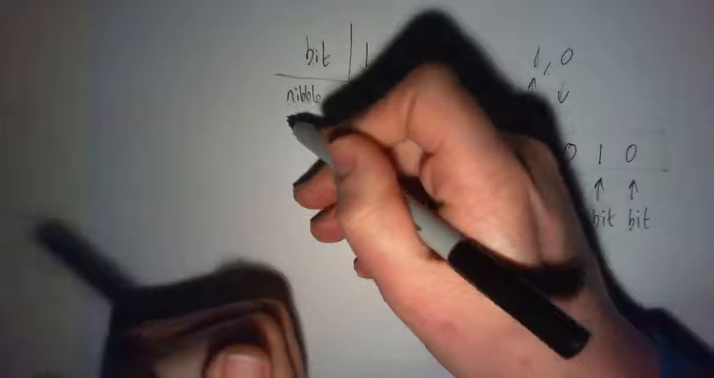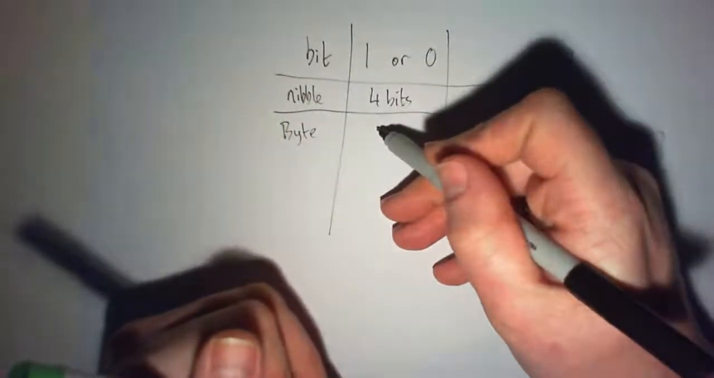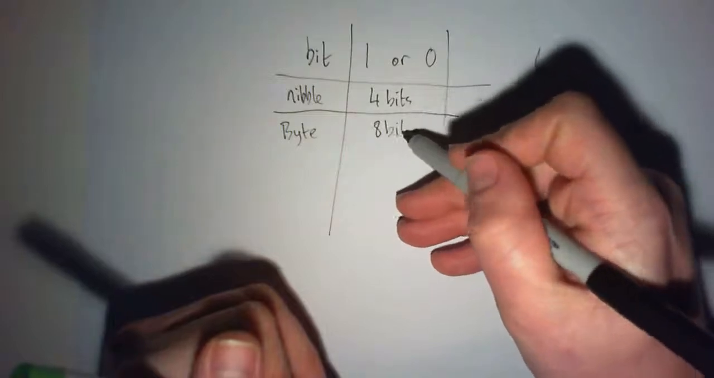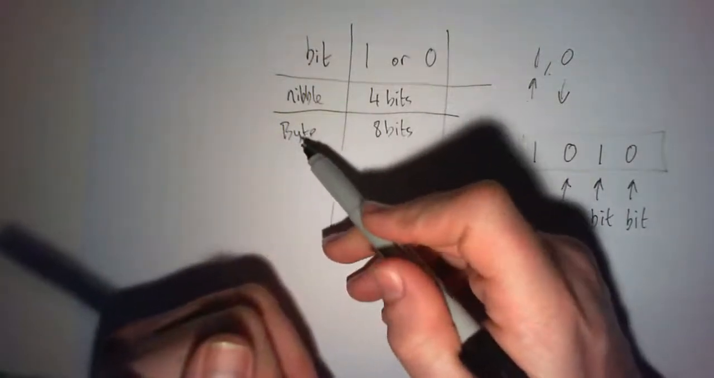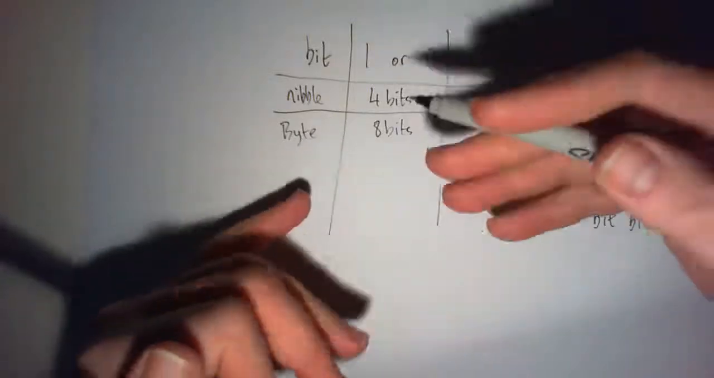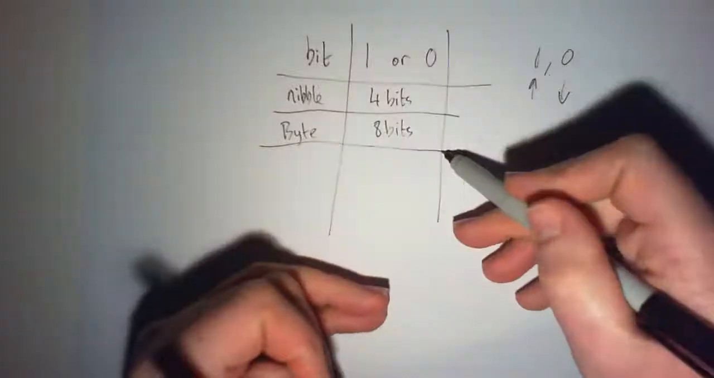A byte is 8 bits or 2 nibbles. And that's the basic unit. That's the unit we're probably most familiar with.